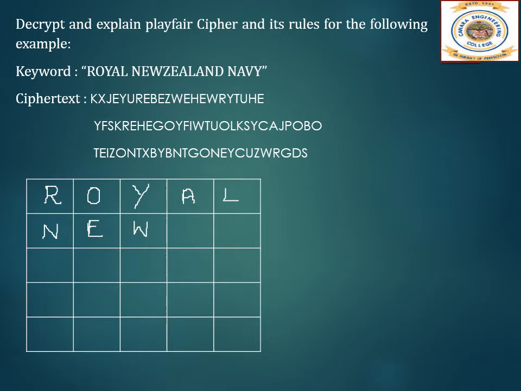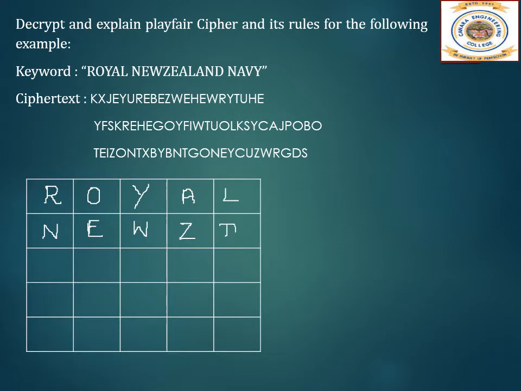After New Zealand, so Z. Next we have E. But E already we have done entry over here, so we don't have to repeat. So we have to skip that. Then it is A. A is also already entered, so we have to skip that. Then it is L. L is also already entered. Skip that. Next is N. N is also already entered. We don't have to repeat any alphabet, so we have to skip that.